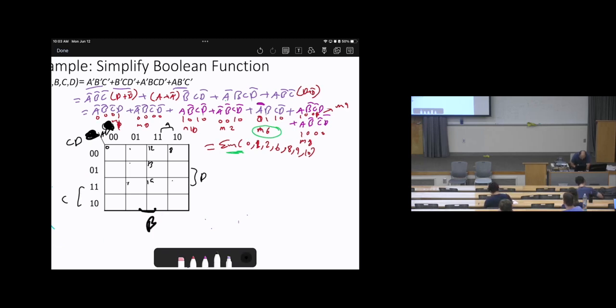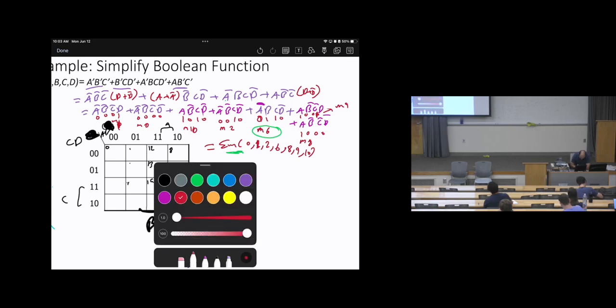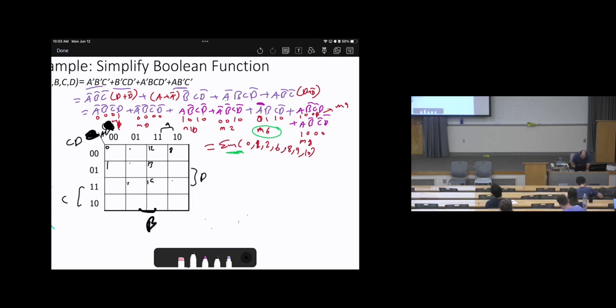Okay, this is the location of B, location of A. Here's C, D. Okay, now let's write them in terms again. 0, 1, 2, 3, 4, 5, 6, 7, 8, 9, 10, 11, 12, 13, 14, 15. Now we're ready to rewrite them in terms to my location. 0, 1, 2, 6, 8, 9, 10. So let's group them. These corners can be grouped.